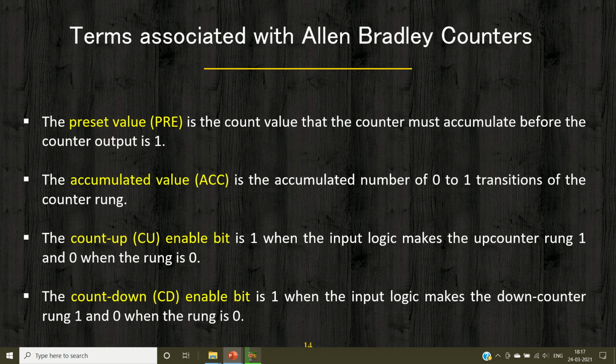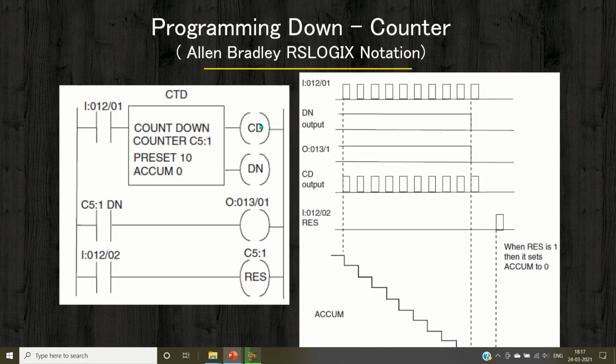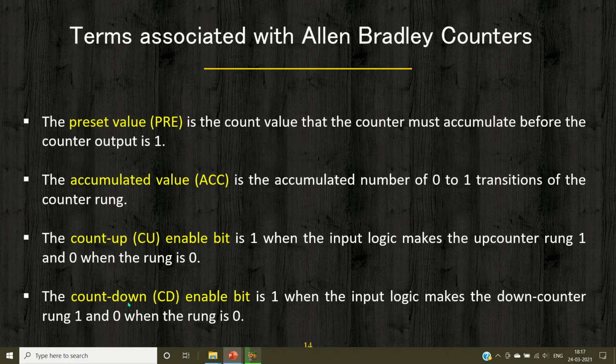Next point is the down count enable bit, CD. The down count enable bit is 1 when the input logic makes the down counter rung 1, and 0 when the rung is 0. So very simply, whenever you get a pulse at the input and the counter is counting, that pulse is available at the output, and that output terminal is either the CU terminal or the CD terminal depending on whether it is the up counter or the down counter.